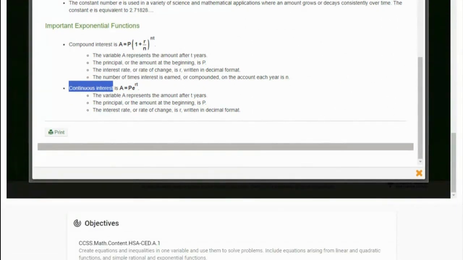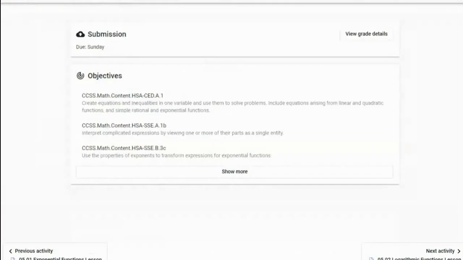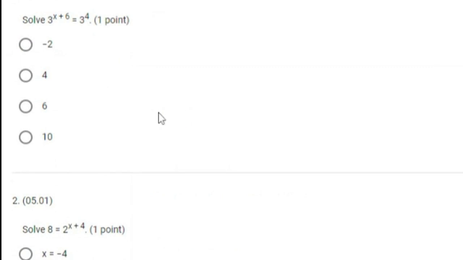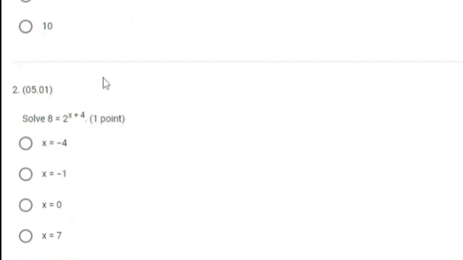So, all right, let's look at our assignment right here. It says you have one attempt. I will change that to make sure you have more than one attempt. If you do it the first time and mess something up, I want you to be able to redo that. So I'll go back and change that. Here's one that gives you the same base. That's nice. It gives you a 3 on both sides. So x plus 6 equals 4. Solve that.